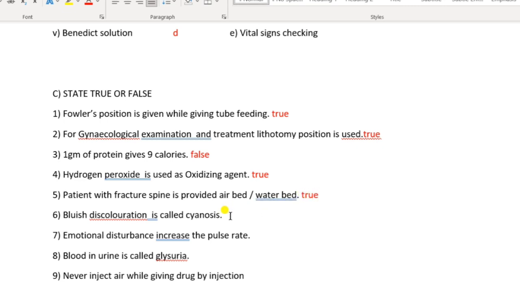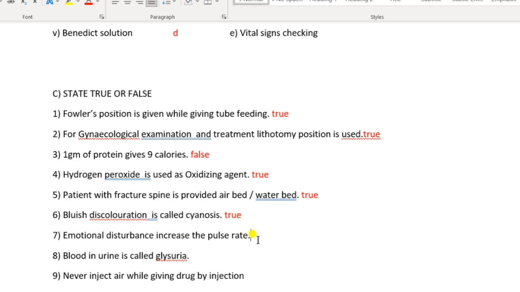Then bluish discoloration is called cyanosis. Yes, bluish discoloration is called cyanosis. It is seen in the nails, then lips, and the full body. If a person becomes bluish, it is called cyanosis of that person.